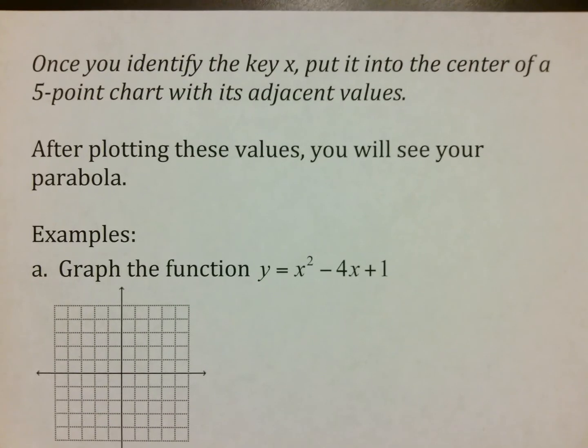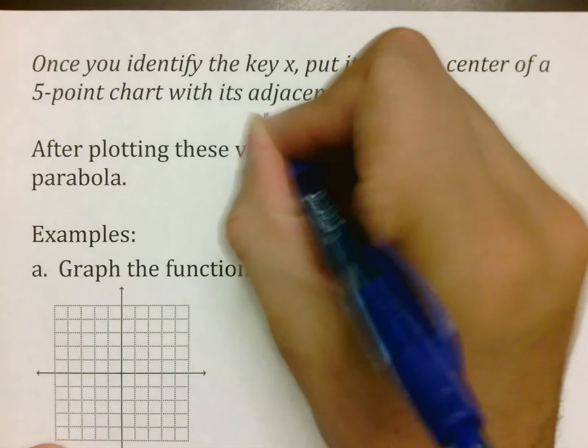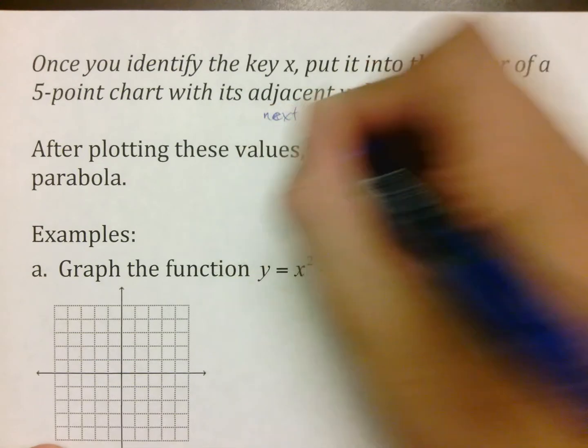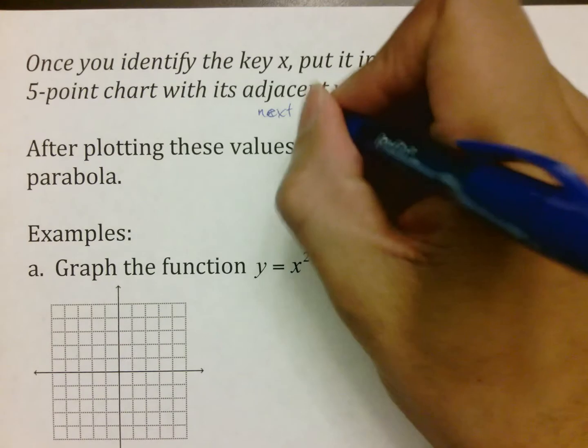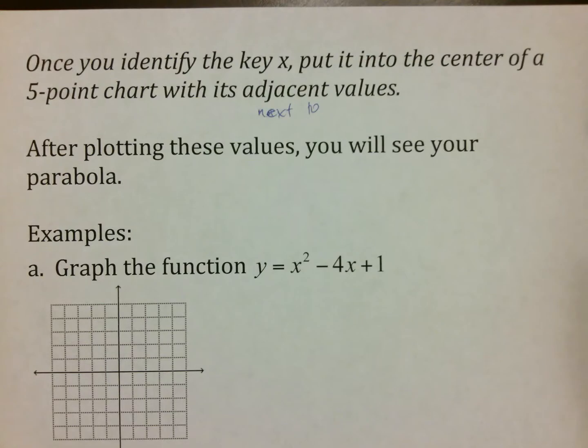Once you identify the key x, you put it into the center of a 5-point chart with adjacent values. Remember, adjacent means next to. So if 3 is your key x, you're just going to surround it with the numbers that are next to 3. After plotting those values, you're going to see your parabola, and that'll do it.